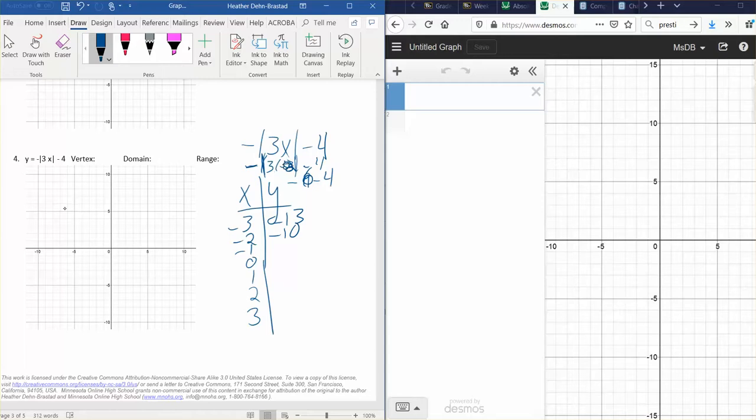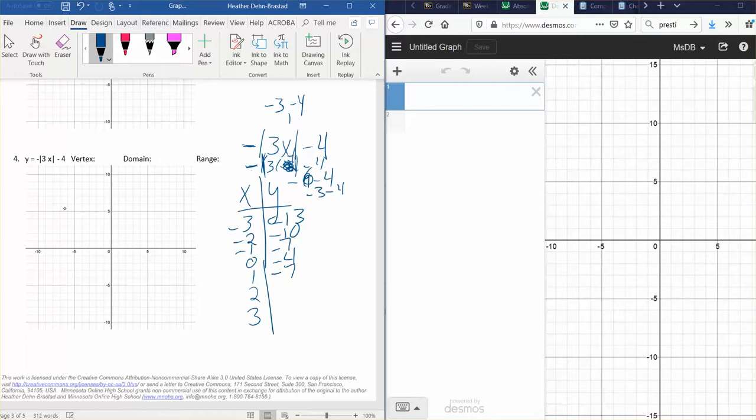And then I want -1. So 3 times -1 is -3. Take the absolute value, I get 3, but the opposite of that is -3. So that's -7. 0 is going to be a little easier. 3 times 0 is 0, so I just have -4. And then I'll take some positive values. So at 1, I would have 3 times 1 is 3, and then the absolute value of 3 is 3. Take the opposite of it because of this negative, -7, and you can see there's kind of a symmetric pattern going here again.